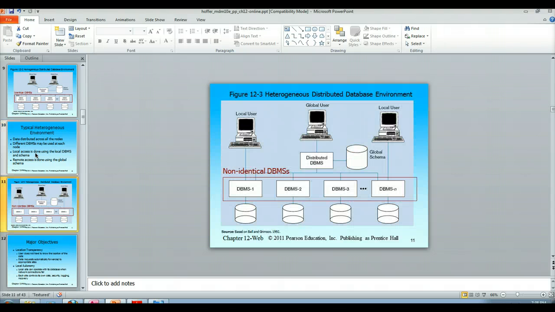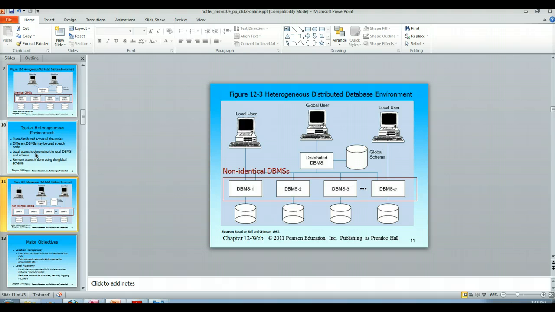So here we would have local users. And again, local really depends on the scale of this. This could be local, meaning a person in the same city as a particular node, or within an organization, within a building, could be someone logging into the local server on their floor, right? So when we talk about distributed database environment, scale has to be taken into account.